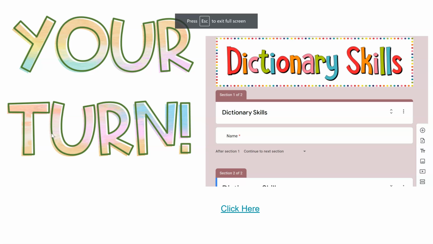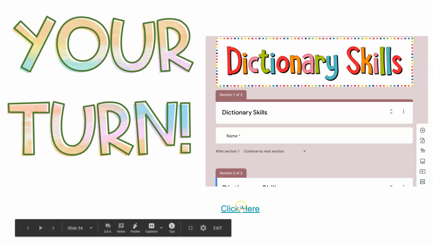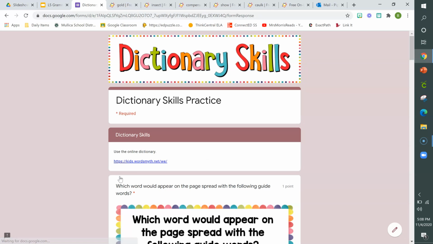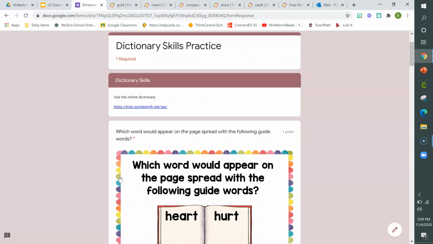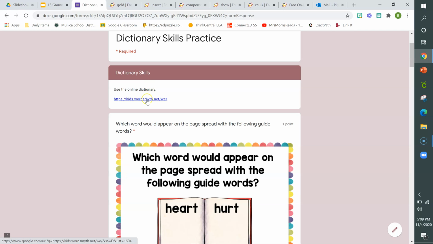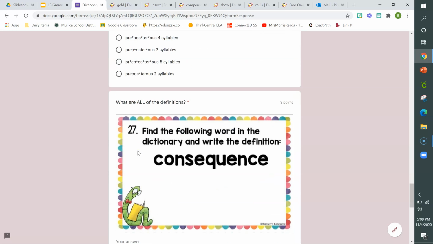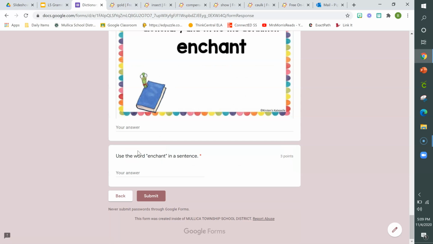It is now your turn. On Google Classroom, you will have a link to the dictionary skills task cards in a Google form. You will first be prompted to write your name and click Next. It is there that you will have some task cards to answer. Your online dictionary is linked here for your use. You're gonna need it. When you're all done answering the multiple choice questions and 2 open-ended questions, actually 3, you can click Submit.